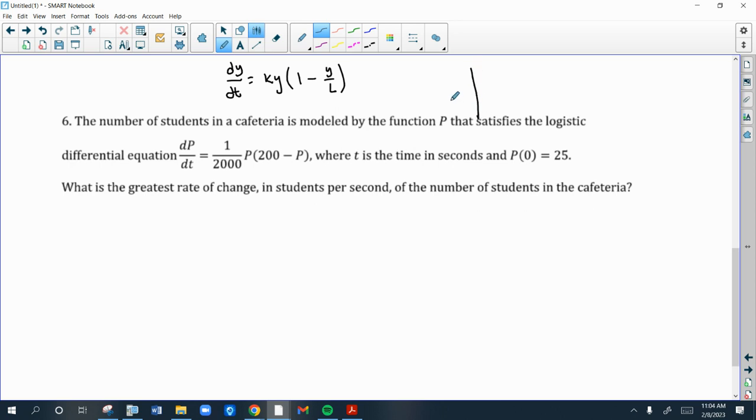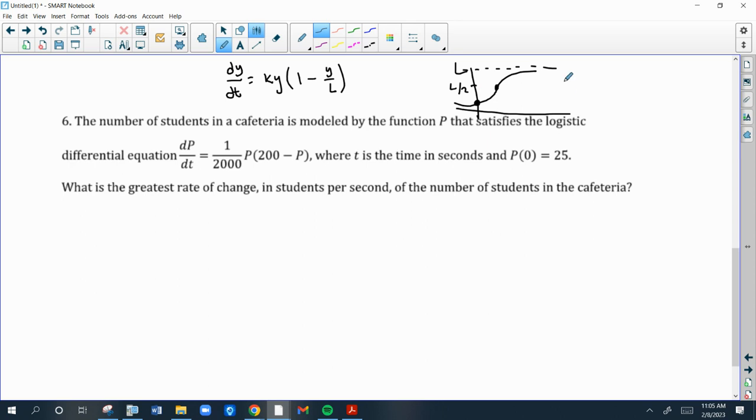The solution graph, which is the graph of y, will always look like this. Here's the initial condition. It will start concave up and then go to concave down and even out at this carrying capacity, which is L. And exactly halfway is where it changes concavity, and that's the rate at which it's increasing greatest. So that would be L over 2. So that's most everything you need to know.